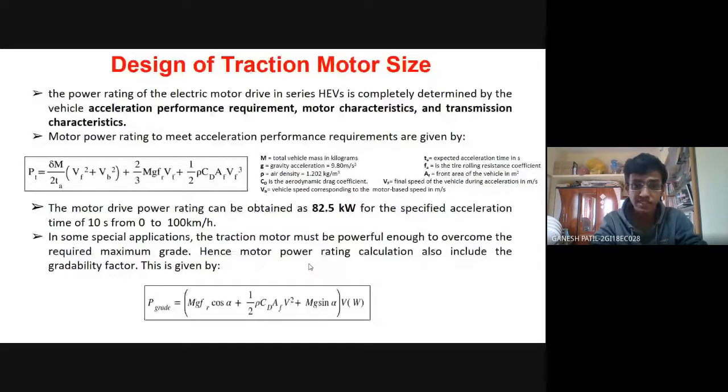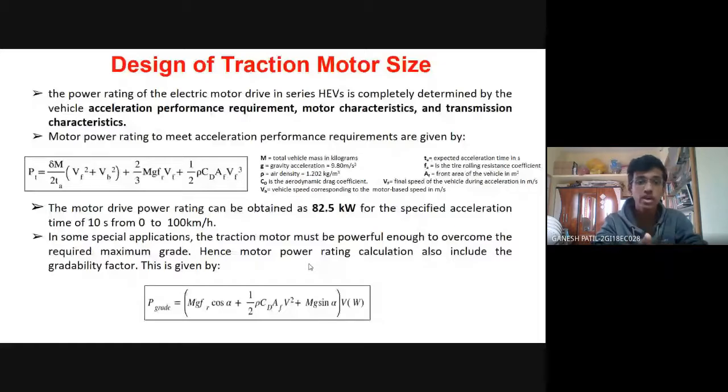So the main things we consider while choosing a traction motor are the acceleration performance we are expecting from the EV, and the motor characteristics itself, because a motor also has an efficiency factor. A motor should provide high torque at high speed, but not all motors do that. We have to find a trade-off between motor speed and torque, and transmission characteristics. As I explained, for transmission characteristics, the gear ratio which we are using should be efficient enough.